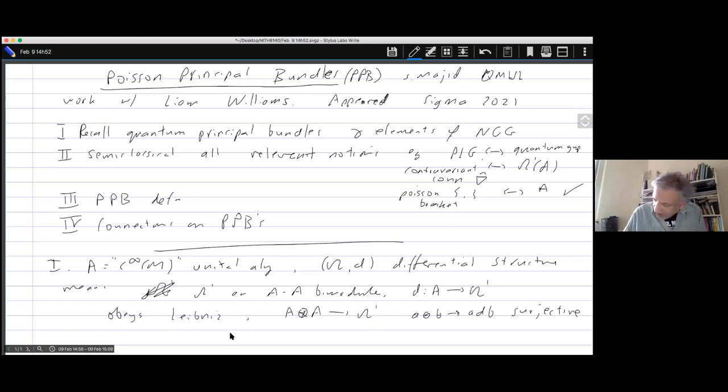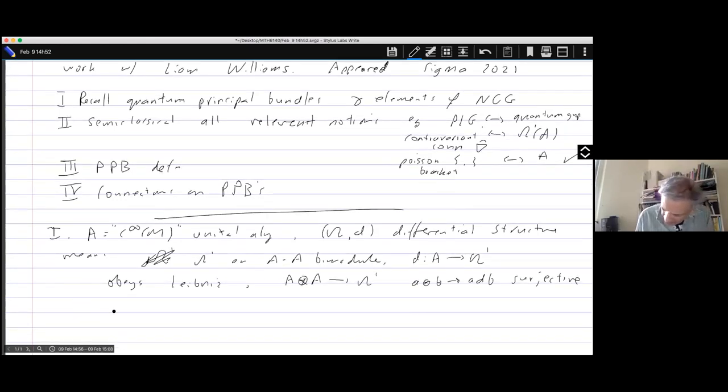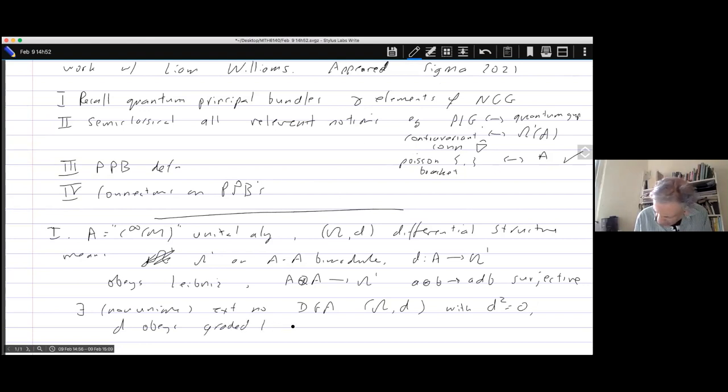And then usually there exists a non-unique extension to a differential graded algebra, omega with d, with d squared equals 0, and d obeys the graded Leibniz rule. Okay, so I'm hoping everybody has seen that.